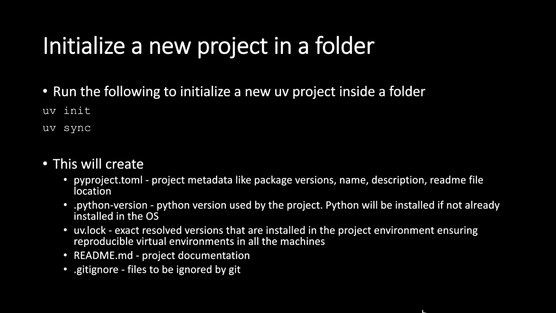Now that we have UV installed, let's try to create a sample project and manage the dependencies, environments, etc. using UV. Along with managing a Python project, you can actually create a Python project very easily using UV. Just create a new folder and initialize a project using uv init, then run uv sync to install the dependencies.